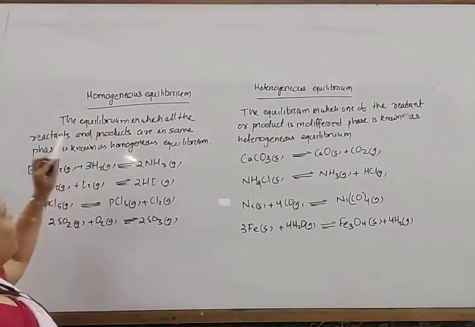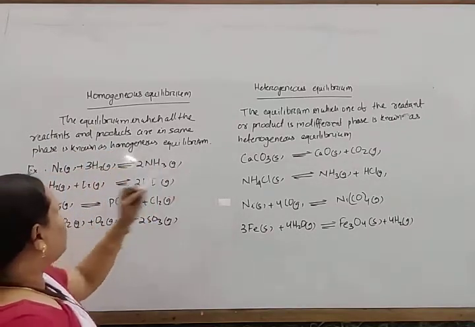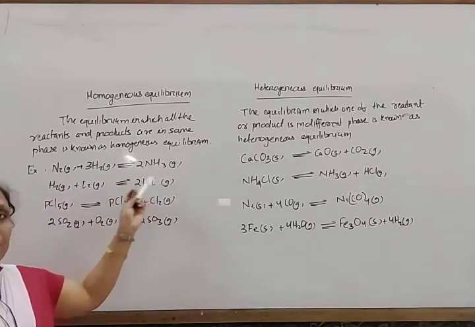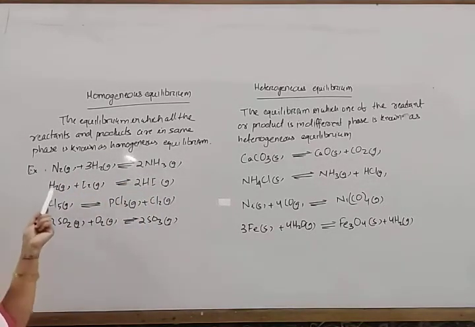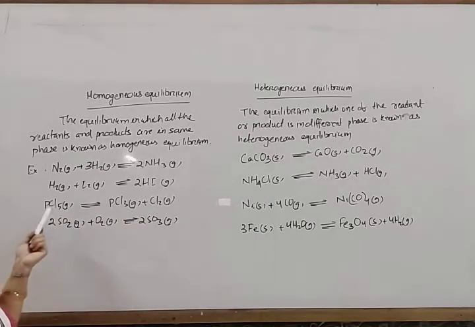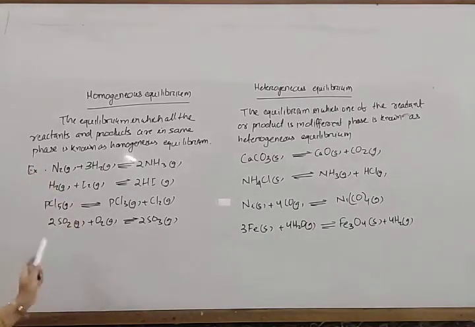Now, homogeneous equilibrium. The equilibrium in which all the reactants and products are in the same phase is known as homogeneous equilibrium. Nitrogen, hydrogen are in gaseous form, ammonia is also in gaseous form, hydrogen, iodine in gaseous form, HI is also in gaseous form, PCl5 in gaseous form, PCl3, chlorine are in gaseous form. So all these are some examples of homogeneous equilibrium.